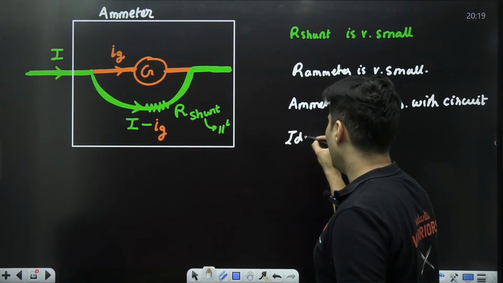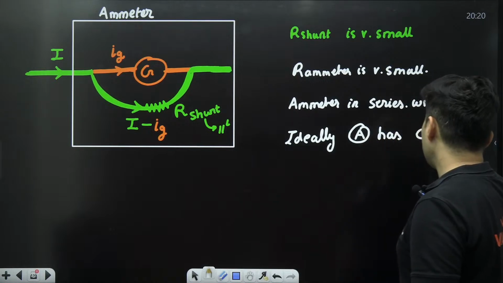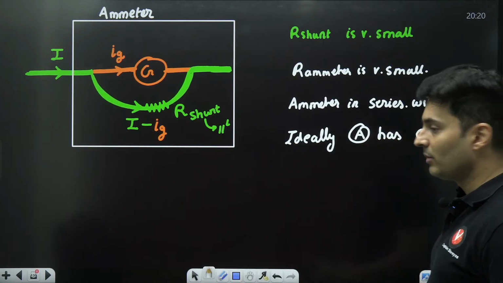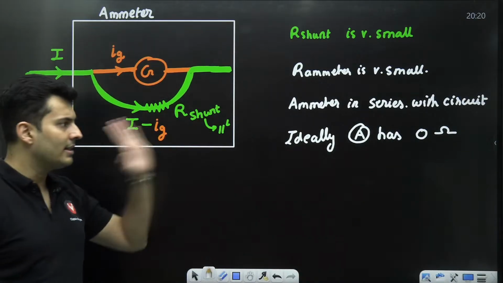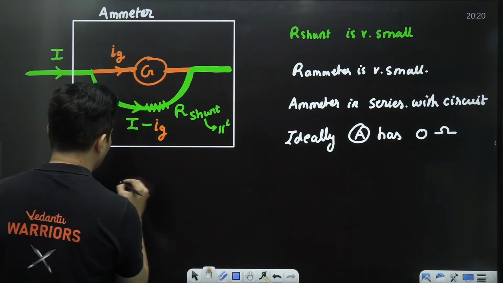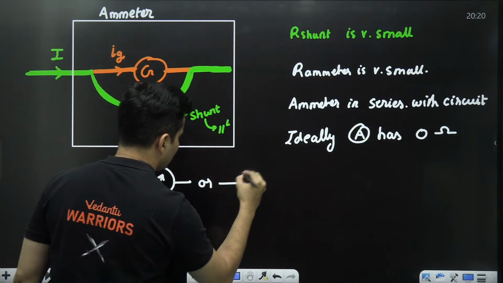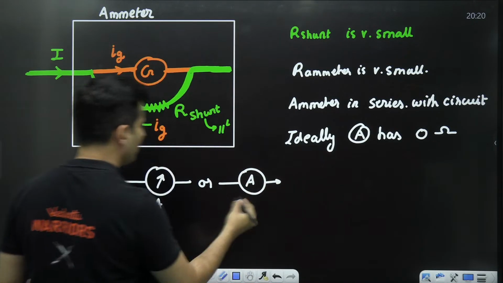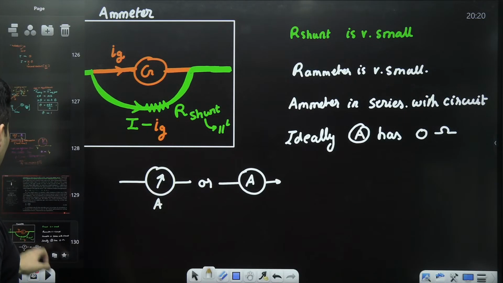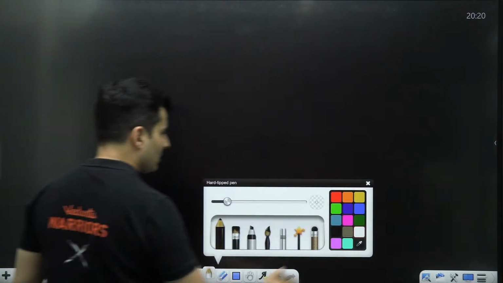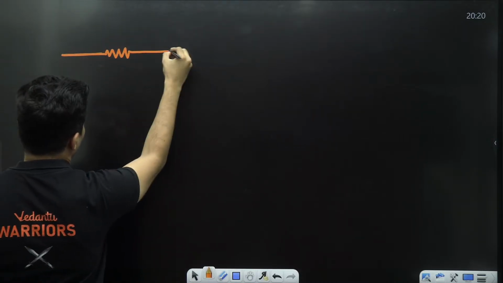Ideally, an ammeter has 0 ohm resistance. Ideal, but in reality, it can definitely have some resistance value. An ideal ammeter has 0 resistance. The symbol for an ammeter is just this. You can use this or just this. This is also the symbol for an ammeter. So an ammeter is actually a galvanometer plus a resistor in parallel. So just use our regular formulas of series and parallel. You will get all the required data.